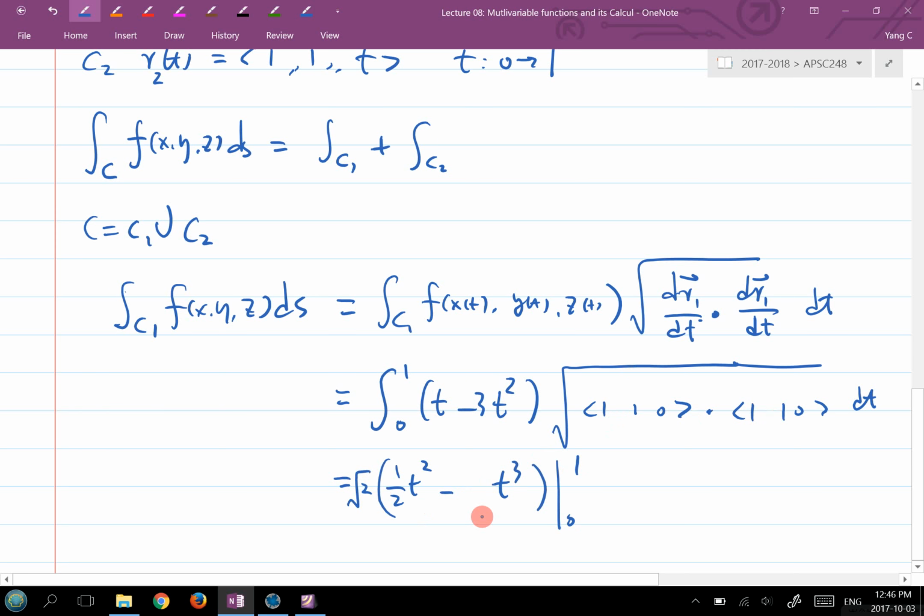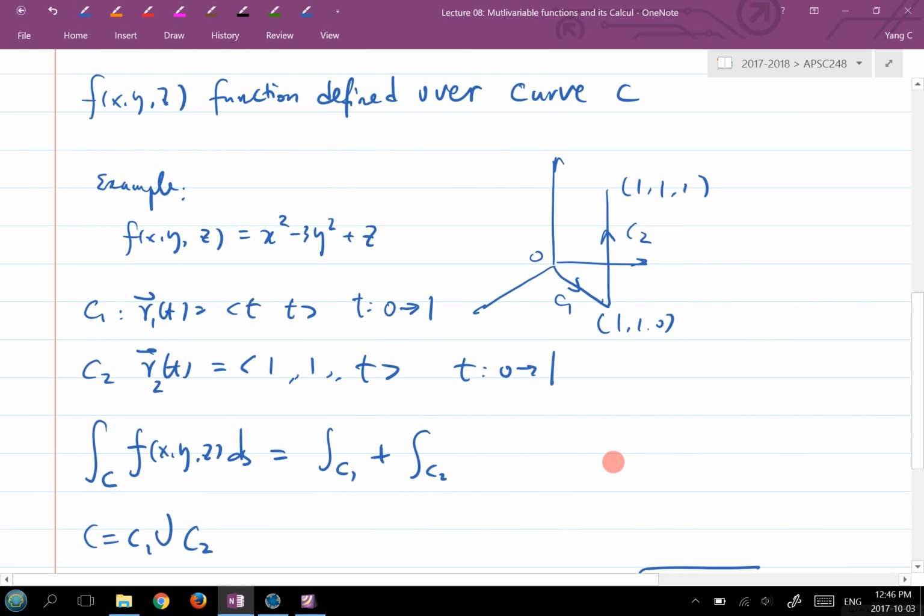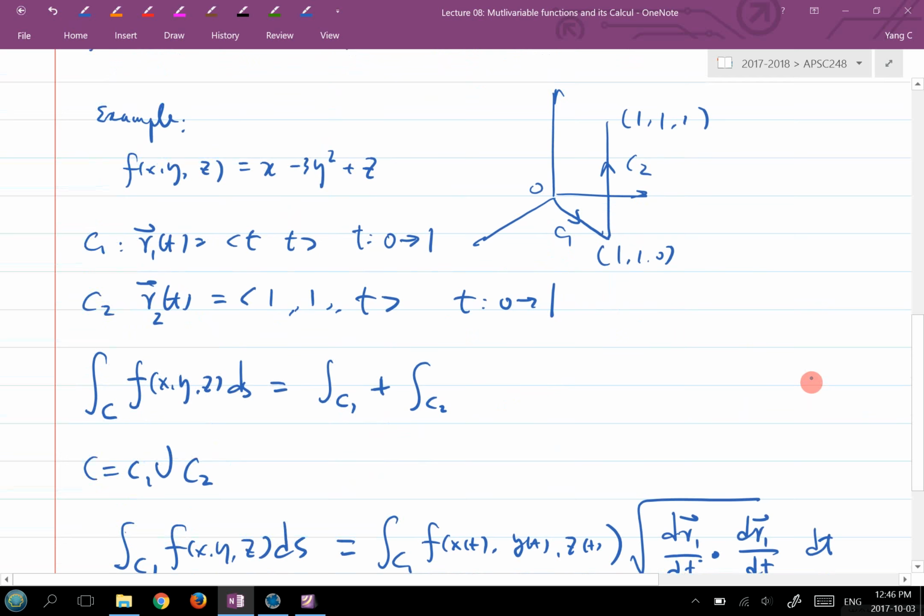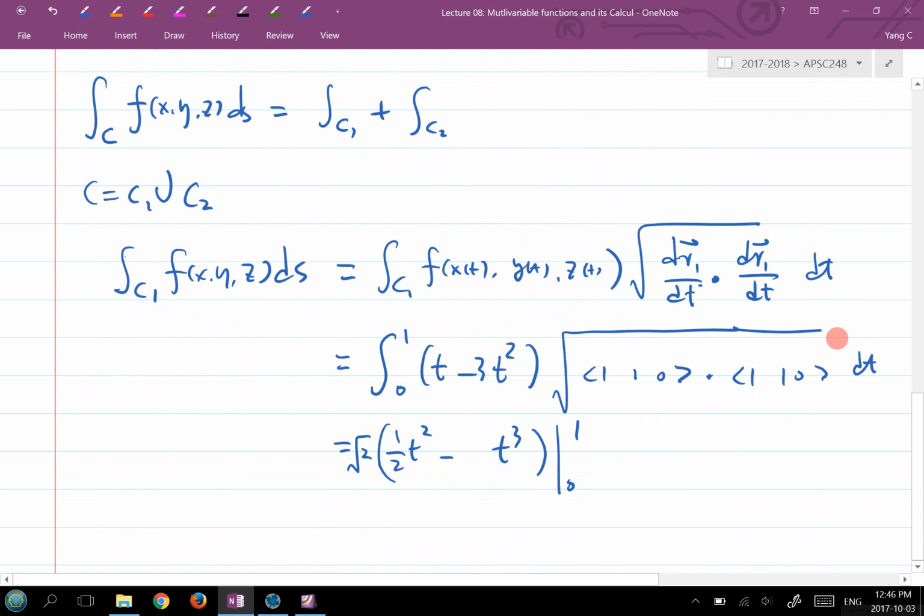Shouldn't the x have been squared? Oh, sorry, actually I wrote it down here. There shouldn't be a square here. Yeah, sorry. So it's x minus 3y squared plus z. Okay, so plug it in here.